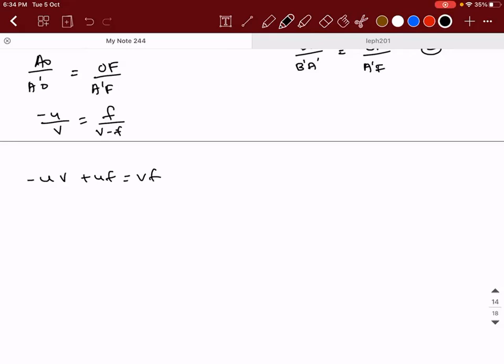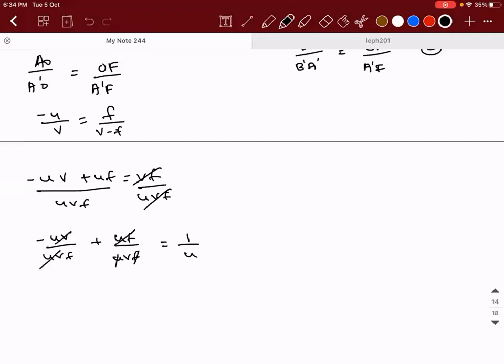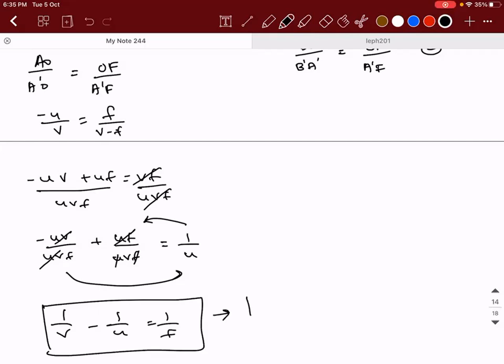Okay. So divide with UVF on both the sides. Cancel, minus UV divided by UVF plus UF divided by UVF is equal to VF divided by UVF, which is 1 by U. So bring it this side, take this one to the other side, and you will get 1 by V minus 1 by U is equal to 1 by F. So this is what we call the lens formula.